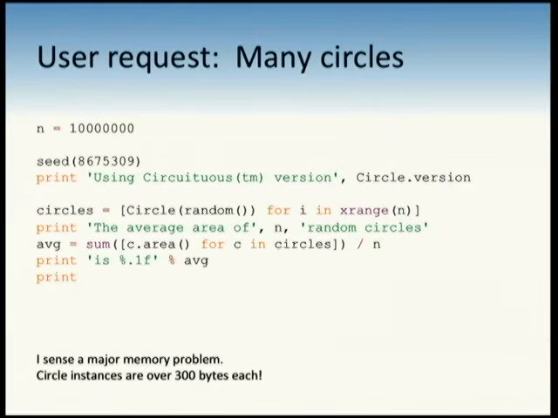Did you know that every instance has a dictionary, and that between the instance and the reference to the dictionary, our circles are over 300 bytes each, which is kind of big for something that all they do is store the radius. There must be a better way. How can you shrink down the size of your instance?